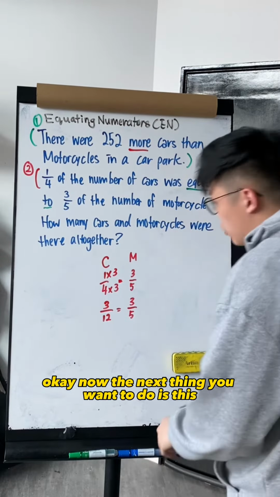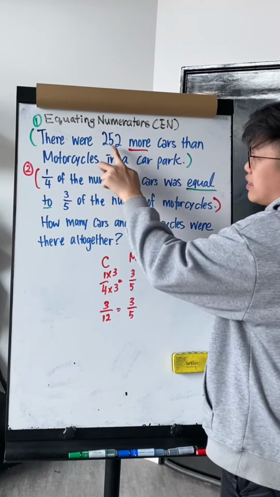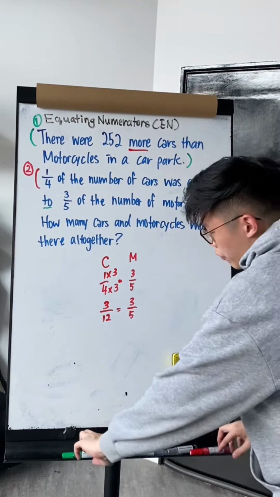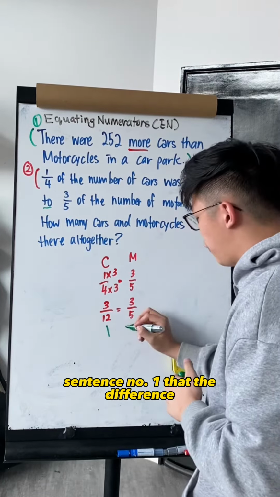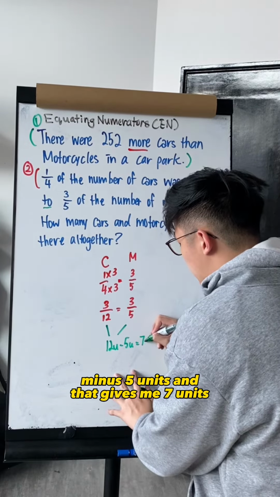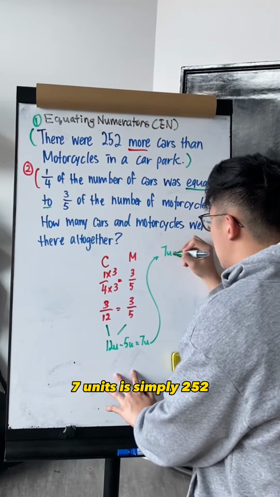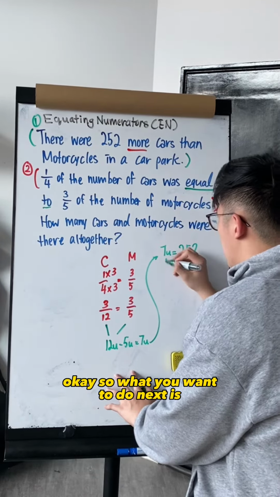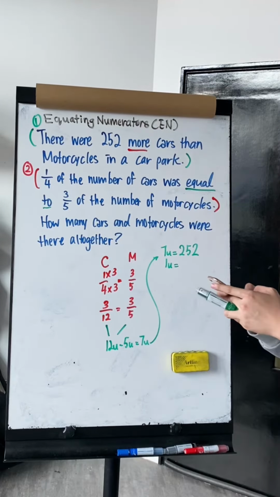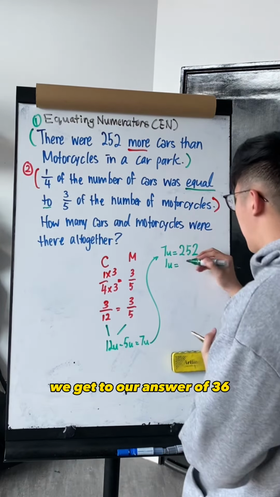Now the next thing you want to do is this. Do you remember just now in sentence number 1, it says that there were 252 more cars than motorcycles in the car park. So we can actually infer from that, sentence number 1, that the difference is actually equal to 12 units minus 5 units, and that gives me 7 units. And what is 7 units? 7 units is simply 252. So what you want to do next is find 1 unit. Again, whip out your calculator. Just 252 divided by 7, you get our answer, 36.